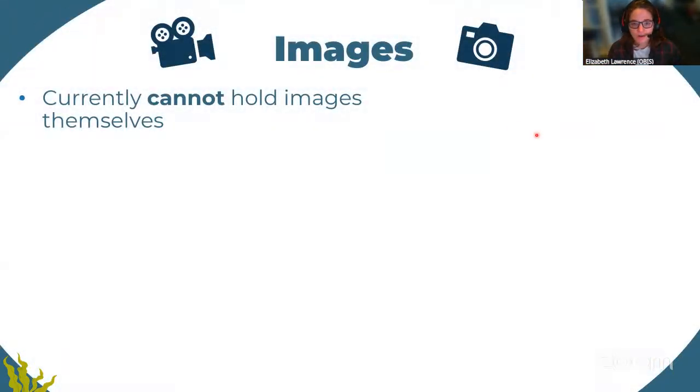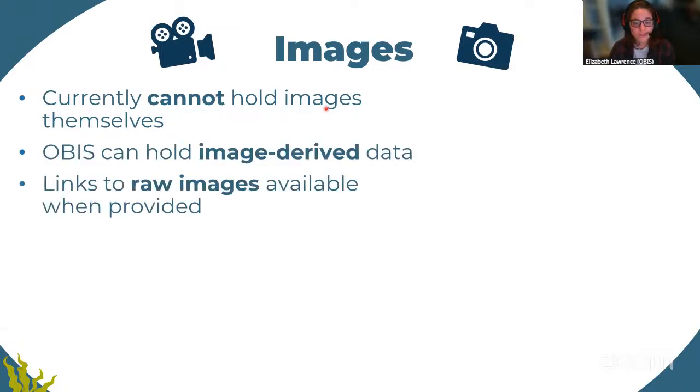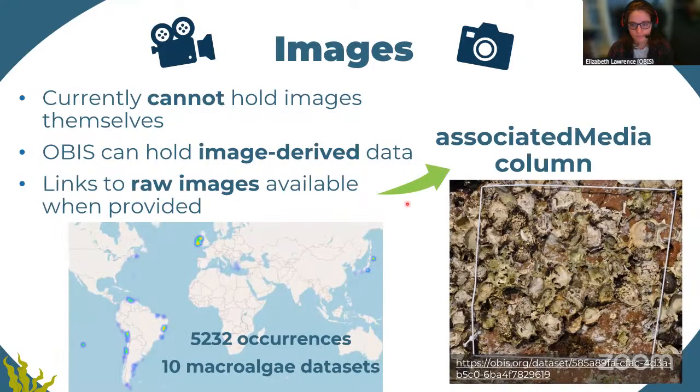As for image data in OBIS, unfortunately, we cannot hold the images themselves currently, although it is something we're exploring. But OBIS can hold image-derived data. And the links to any of the raw images are available when data providers provide them. So these links are found in the associated media column. And this image here is an example from a data set in OBIS of what kind of links can be included.